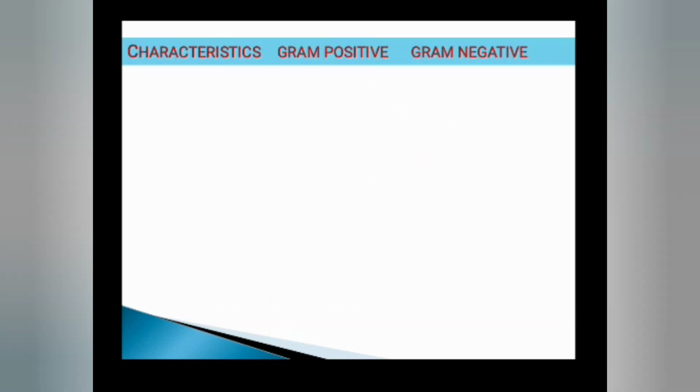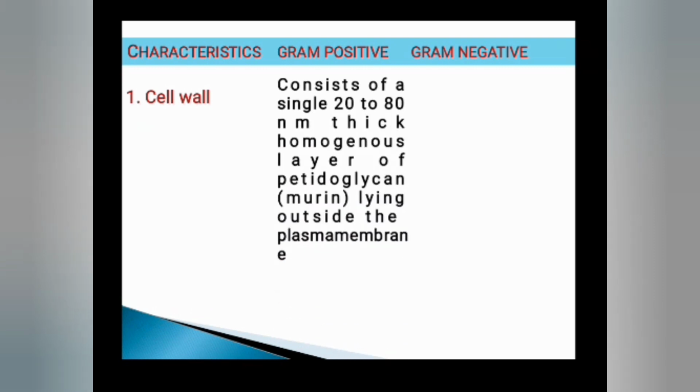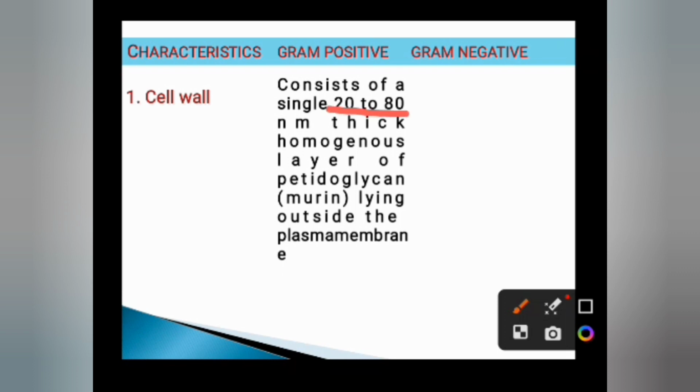Now let's discuss the differences between gram-positive bacteria and gram-negative bacteria in detail. First is the cell wall. The cell wall composition of gram-positive bacteria and gram-negative bacteria is different. In gram-positive bacteria, it consists of a 20 to 80 nanometer thick homogeneous layer of peptidoglycan, also known as murein. This peptidoglycan layer lies outside the plasma membrane.